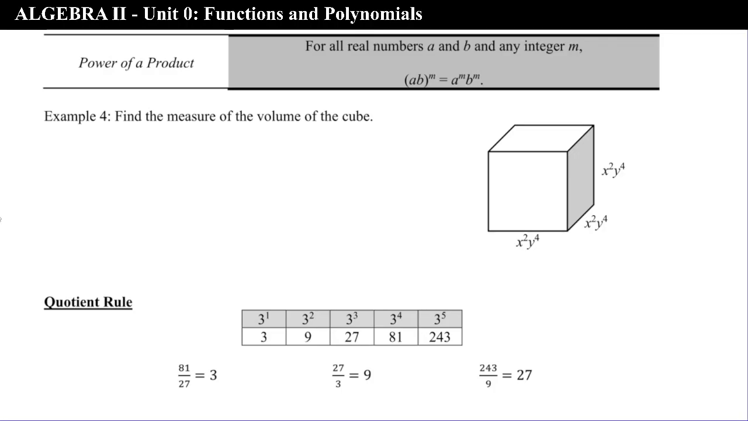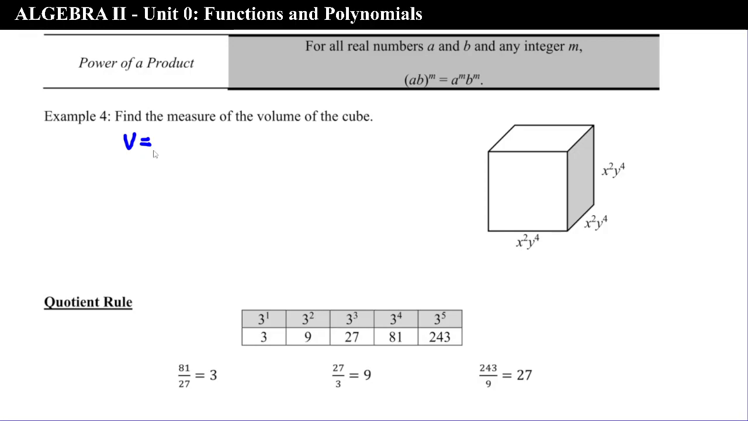Let's find the measure of the volume of this cube that is here on the right. Well, the volume of a cube, you may think length times width times height. And if you were to think that, then yes, you would be correct. But we can actually write the volume of a cube a little bit more succinctly.